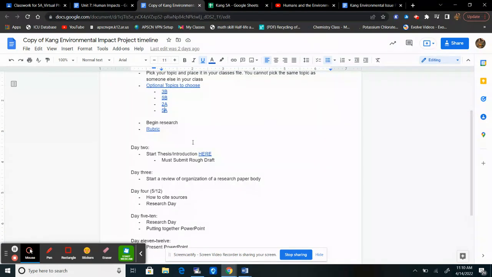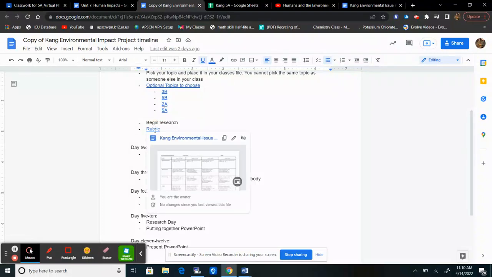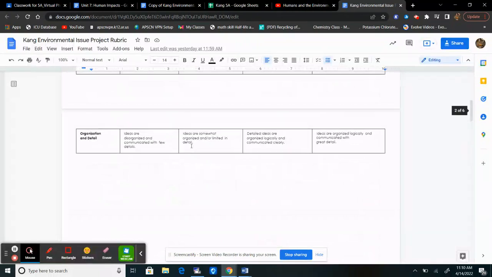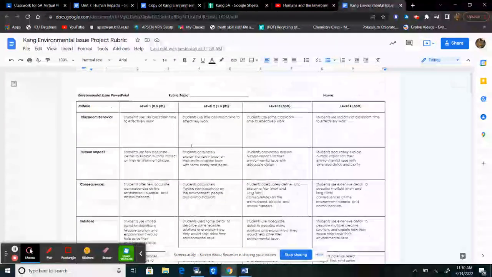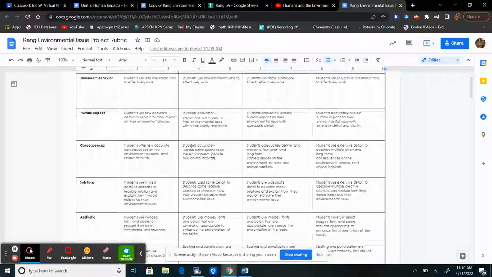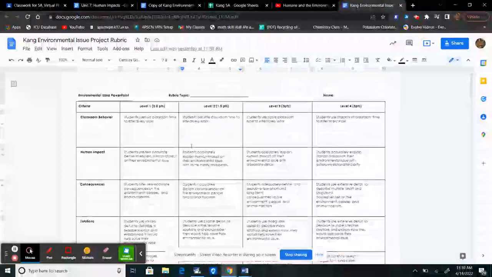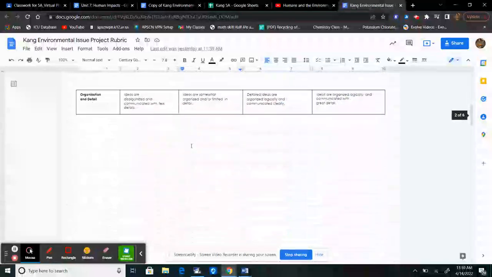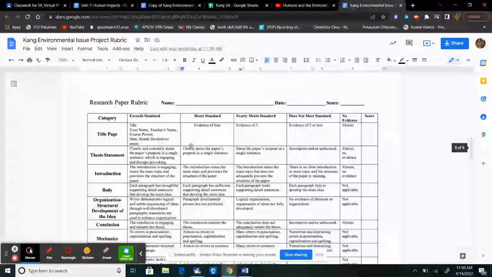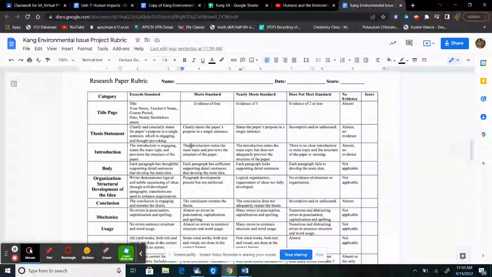And what you're going to do, let's click on the rubric. You're going to see that there are a total of 3 different rubrics. That's because there's going to be 3 different parts. Your first, there will be a PowerPoint you will have to make. So again, that's what our rubric here is for your PowerPoint. There is a research paper that you have to write as well.